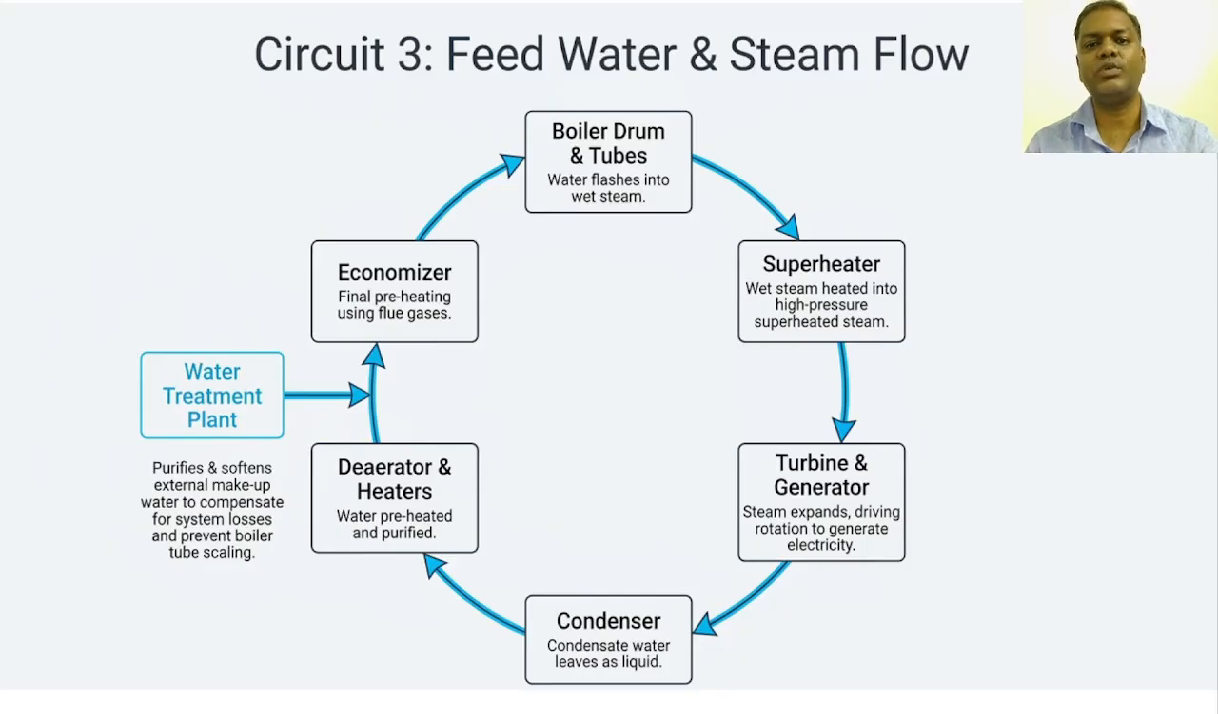Next is circuit 3, the water and steam flow. From the water treatment plant, the water goes to the economizer. In the economizer, we have flue gases. From there, it is given to the boiler. From the boiler, it goes to the superheater. Again, that high pressure superheated steam goes to the turbine. Then the turbine is coupled with a generator or alternator. Again, the steam is condensed and deaerated and given to the economizer. This is the water treatment plant flow.